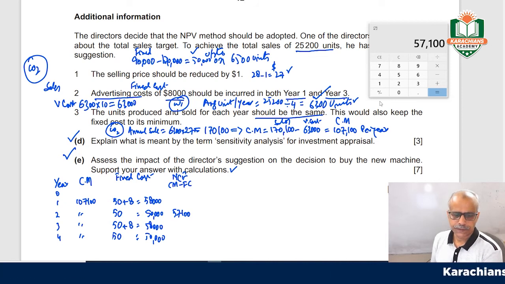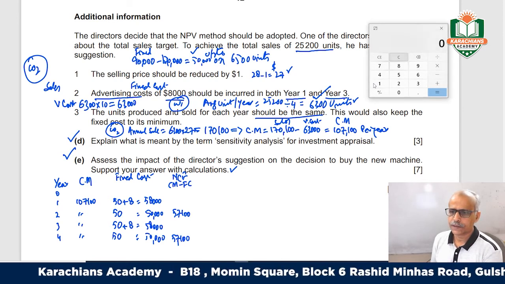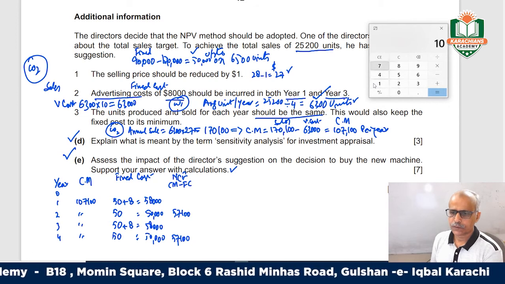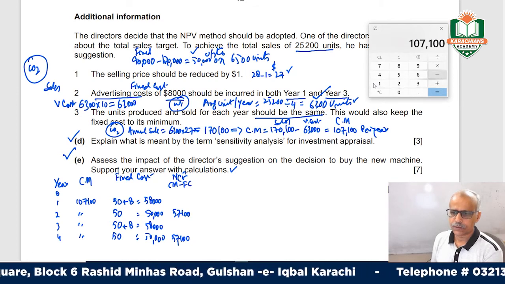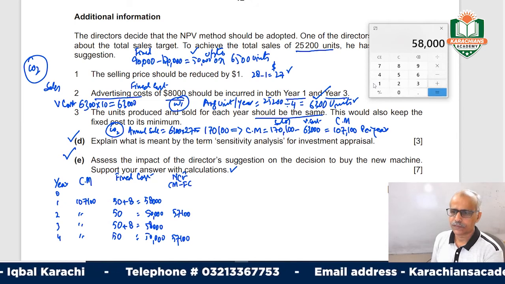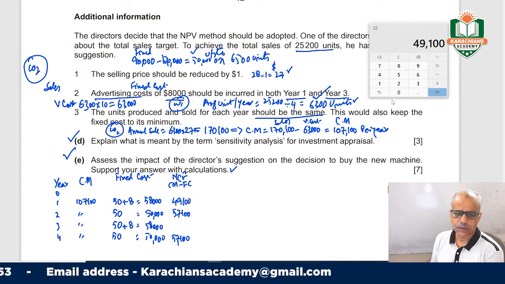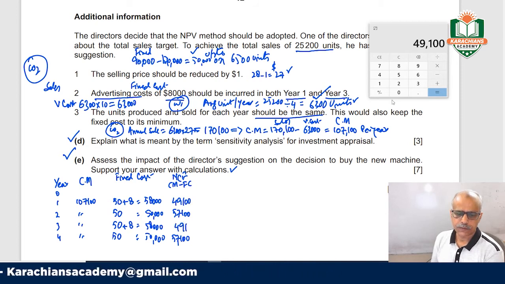And year 4 this will be 57,100, and in year 1 and 3, 107,100 contribution minus, in year 1 and 3 this will be 58,000. So 49,100 and 49,100.